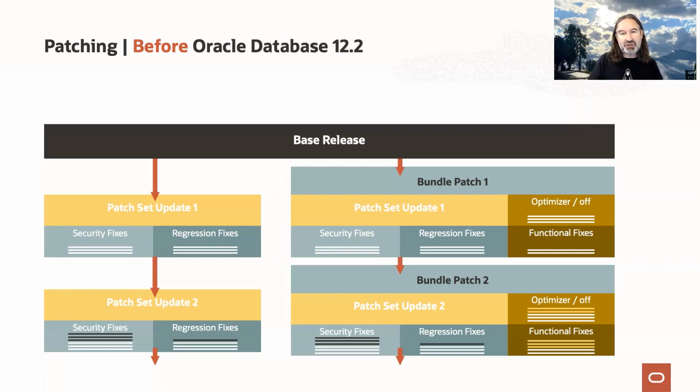Now the bundle patch contained the entire PSU, plus in addition optimizer fixes, and since sometime in 2017, I think, optimizer fixes which change the behavior and don't just fix wrong result issues off by default. And functional fixes, which means a new command or a little extension for something. And a quarter later, the new ones get added as well.